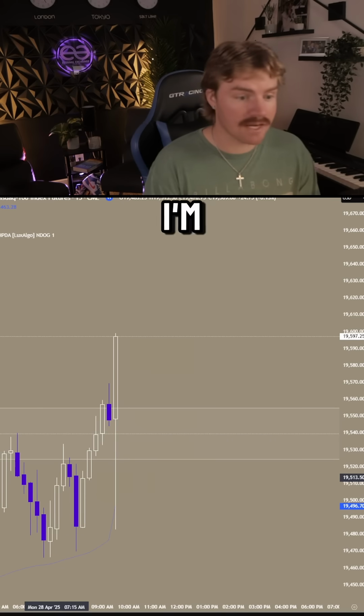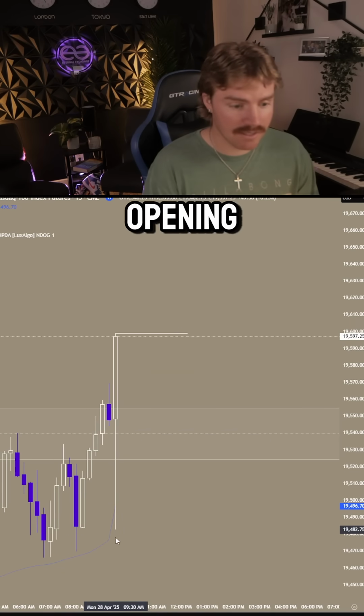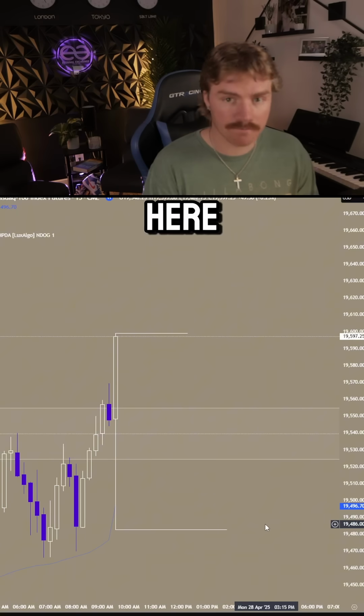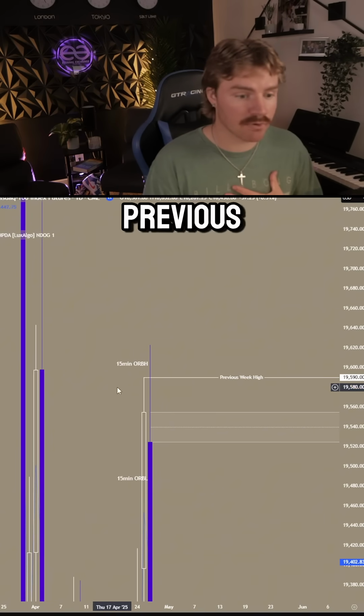So like always, I'm going to chart out the opening range high on the first 15-minute candle of the day and the opening range low down here. And then I'm going to go up to my higher time frames. On NQ, I noticed that we swept our previous week high.